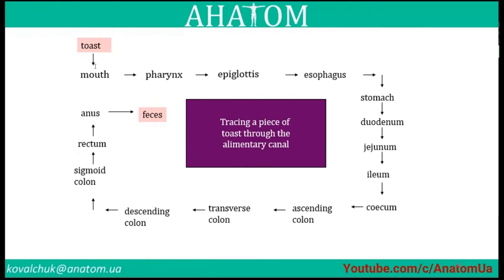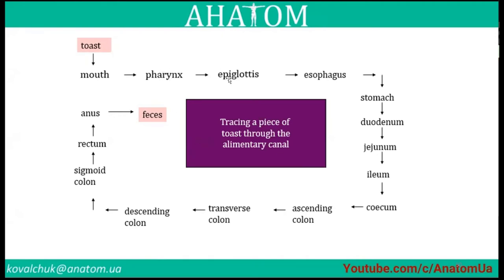Next, when you are chewing, this is food. This toast is moving to the pharynx. Pharynx is a tubular organ with three parts. Please remember, all organs in the digestive system with tubular form have three parts. For example, the pharynx consists of three parts: nasopharynx, oropharynx, and laryngopharynx.